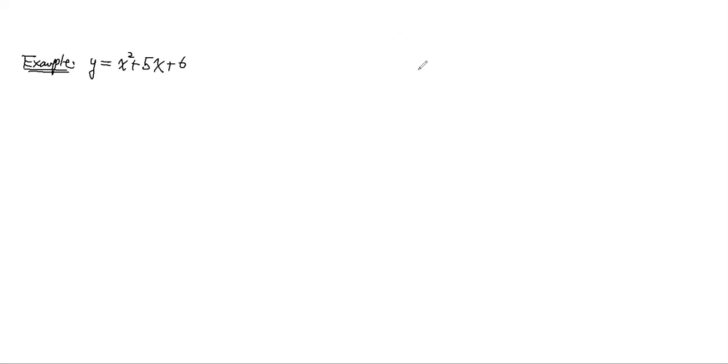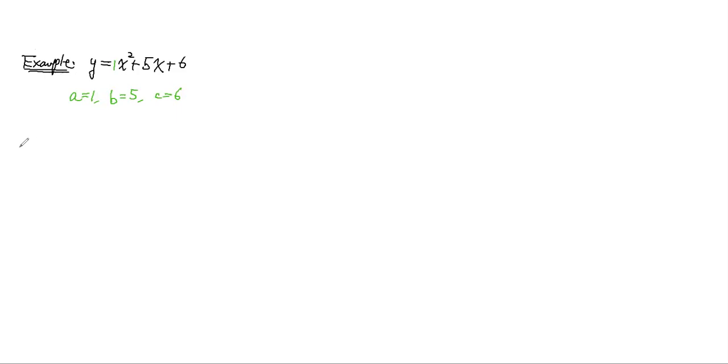Okay, so this is x squared plus 5x plus 6, right? The first thing here, we need to identify the A, B, C. So this is x squared, which means the coefficient in front is 1. So we will say that A is equal to 1, B is equal to 5, and C is equal to 6, right? So now we can do all our things here.